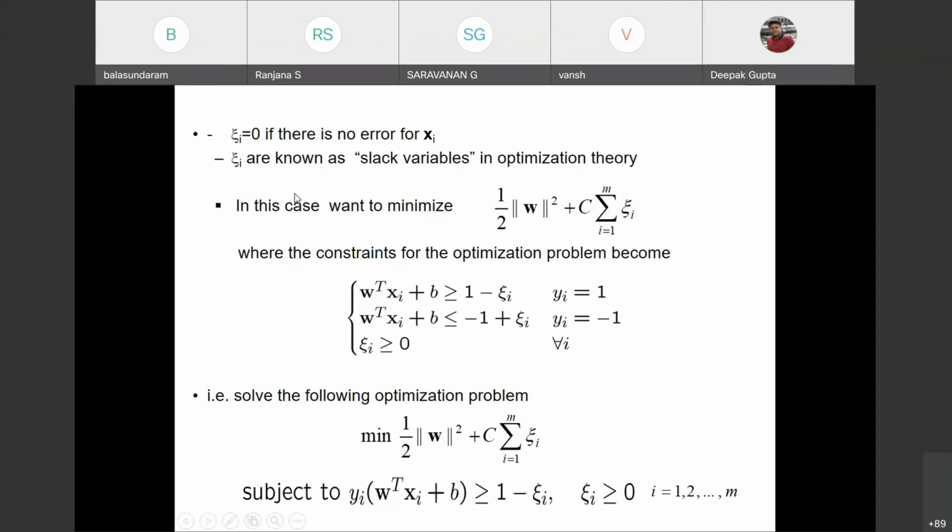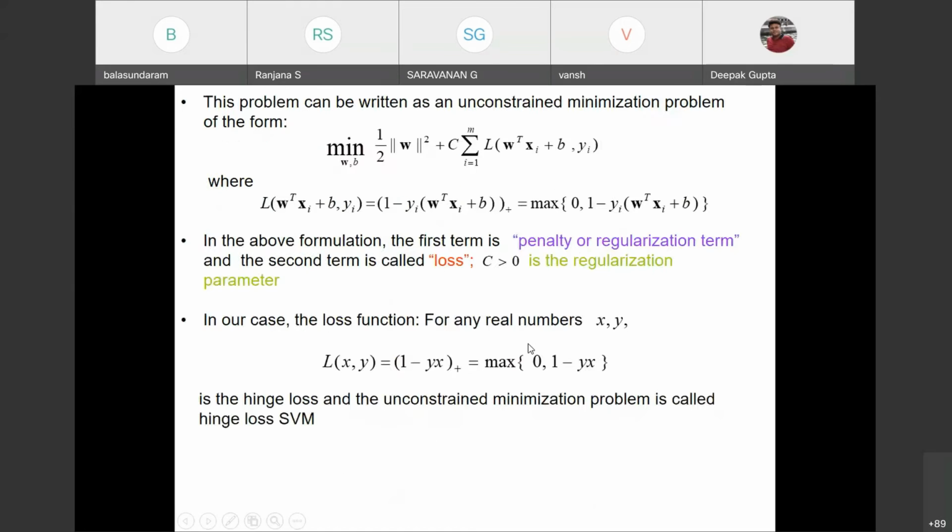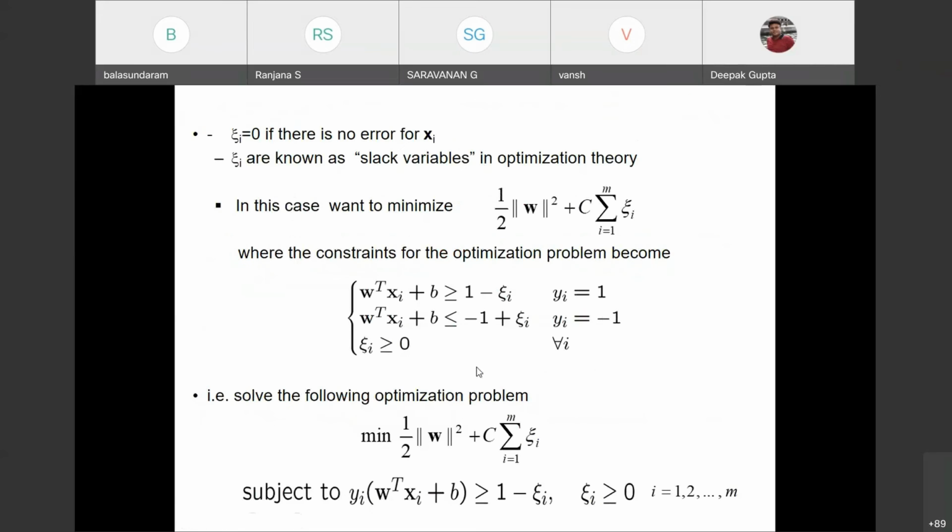Now the objective function has two terms. The first term is equivalent to maximizing the margin. The second term is basically minimizing the sum of the errors of the wrongly appearing points. The constraints are W transpose xi plus b is greater than or equal to 1 minus zeta i. Similarly, W transpose xi plus b is less than or equal to minus 1 plus zeta i. One can combine the constraints like the previous case.